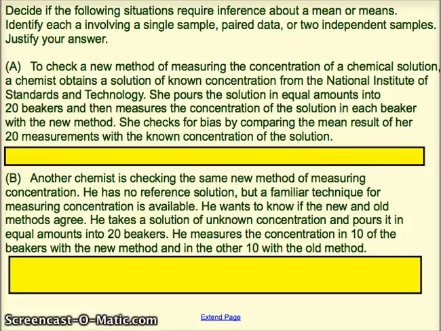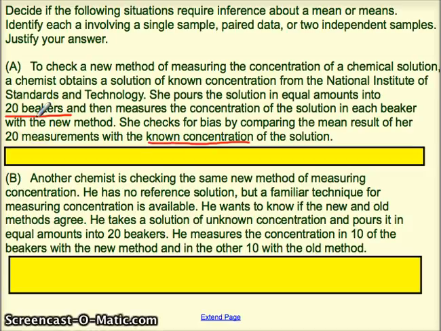Okay, so in A, what was your answer? Here's what we need to look for here. In this particular example, we gathered 20 readings from 20 beakers. We make measurements from each of those beakers. And we're comparing to one single known concentration that we had before. So the question is, how many samples were taken here? That's a place to start.